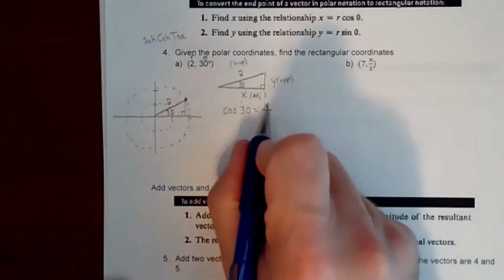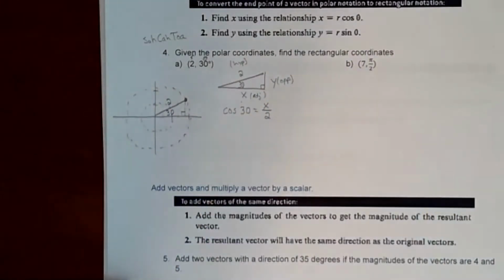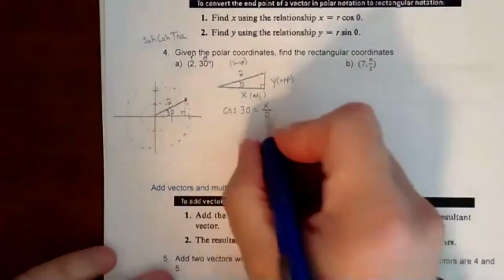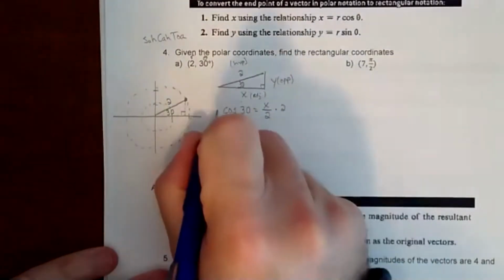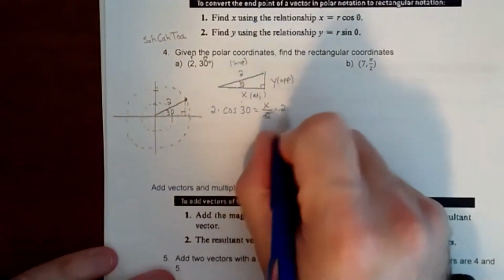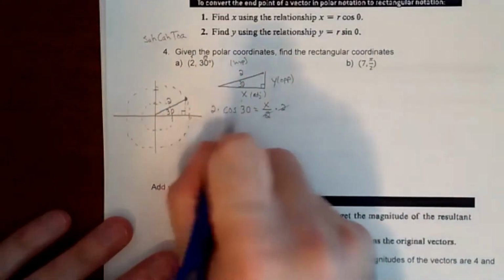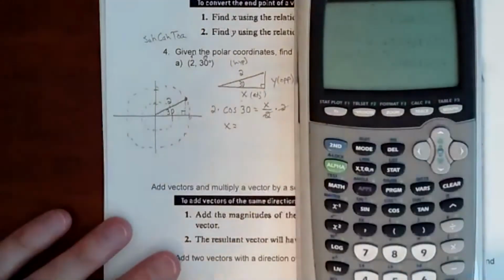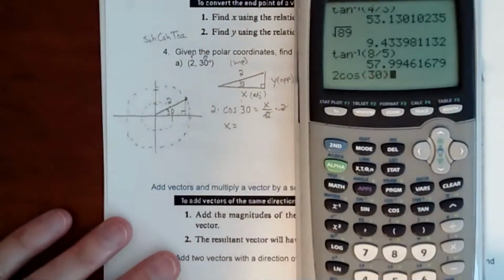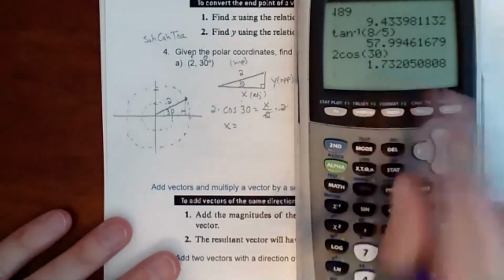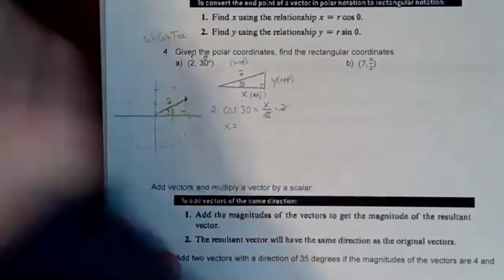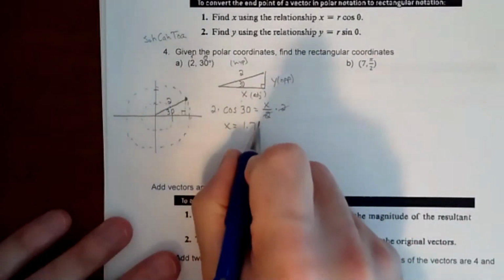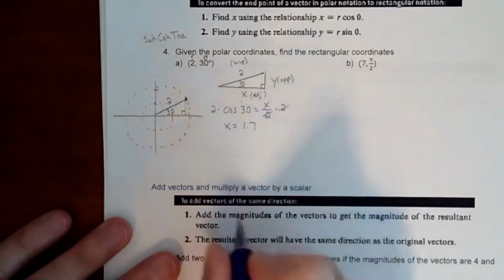So how do I get X by itself? How do I get rid of that division of 2? Times 2 both sides would be 2 cosine 30. Perfect. So we're going to multiply the 2 over to this side. That way they go away. So your X value is going to be whatever that multiplies out to. I don't know. So 2 cosine 30. Call that 1.7. So there's our X. And then we'll write it as a coordinate here at the end.